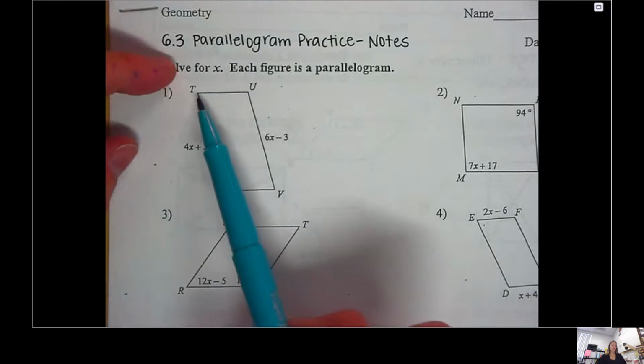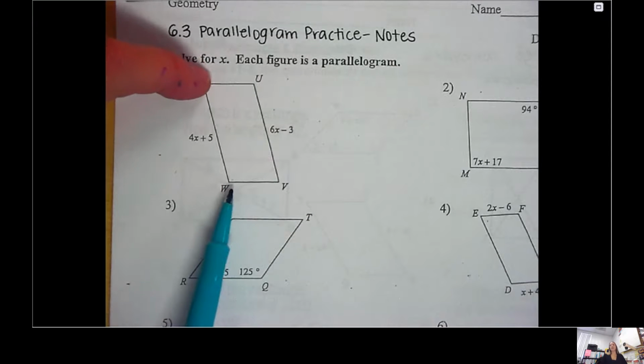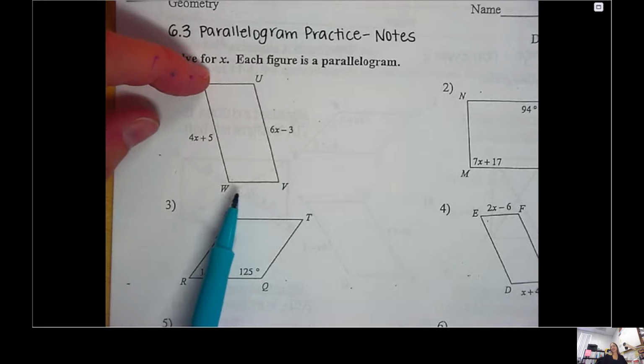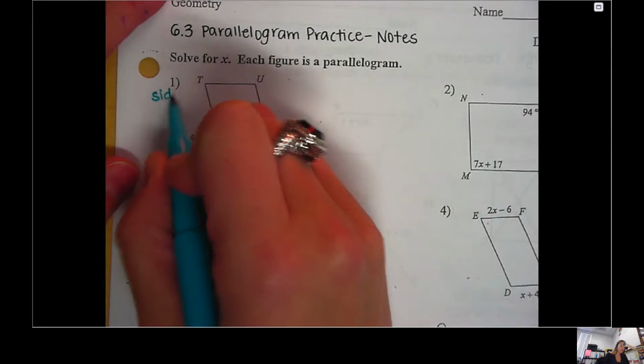Yeah, so this is an angle here and this is an angle here, but I'm saying this whole piece is 4x plus 5. So is that a side or an angle? That's a side. That's okay, so it's on the outside. So I'm going to write the word side next to it.